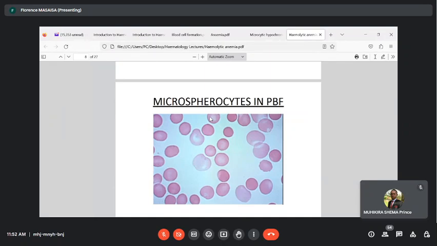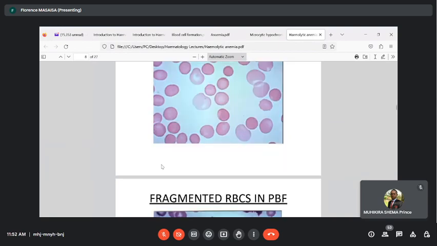So I was still explaining on the slide here how the features may suggest hemolytic anemia, when you see increased microspherocytes like that. This one you can see in the peripheral blood smear. Clear? Then here you see what you see.